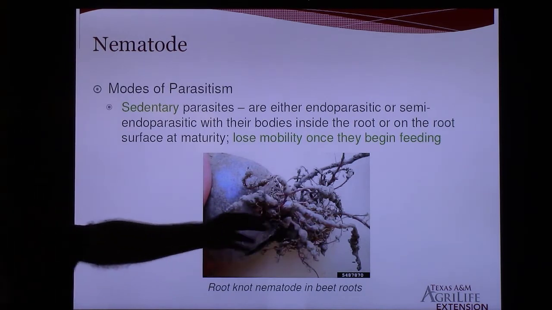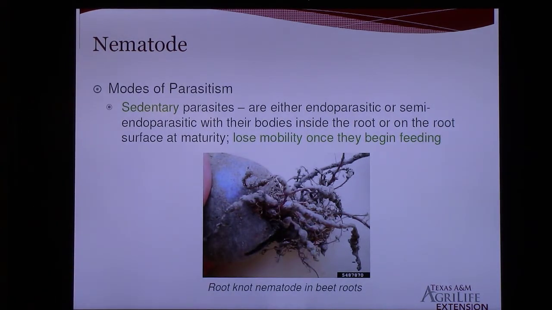Here's an example of what a root knot nematode can do. These sedentary parasites can either be endoparasites, meaning they get in, or semi-endoparasitic, where their bodies might be inside the root, or they might be on the root surface at maturity. They can kind of go back and forth. But once they begin feeding, they begin to lose that mobility. So root knot nematodes are an example of one of those sedentary parasites.